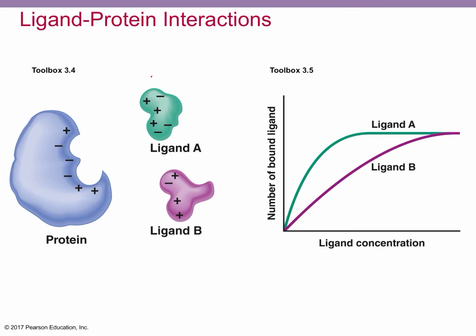So if we take a look at the graph, at any concentration here, we have the binding, so this is the number of bound ligands. The binding of ligand B, it binds, but at a lower rate or lower number than ligand A. So ligand A has a higher affinity for that protein. It's going to end up binding there more often than ligand B.